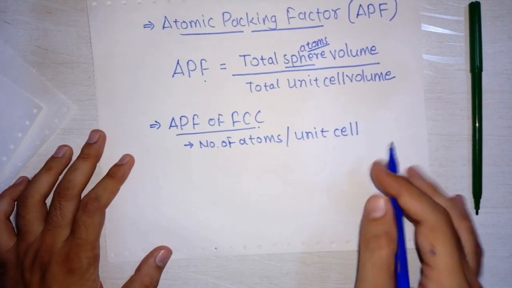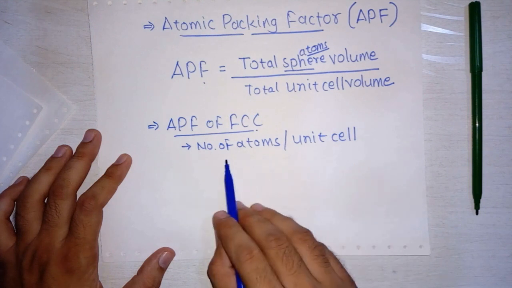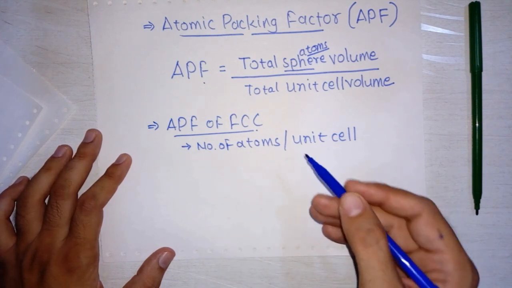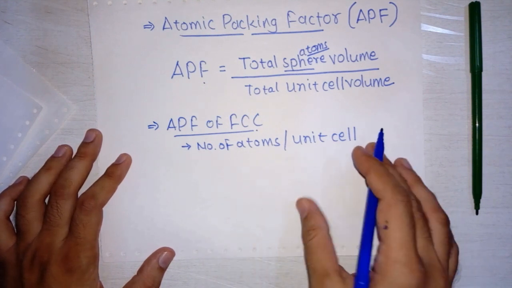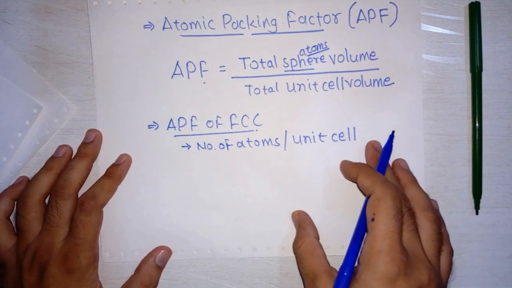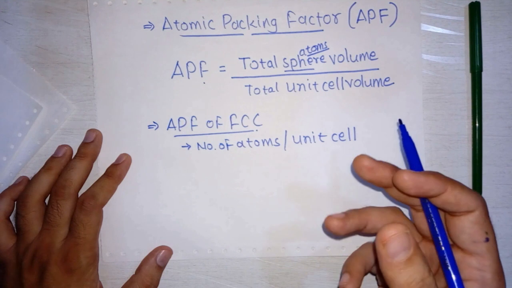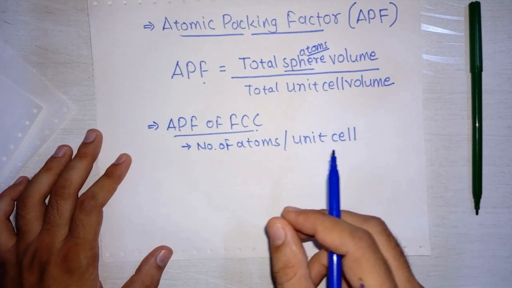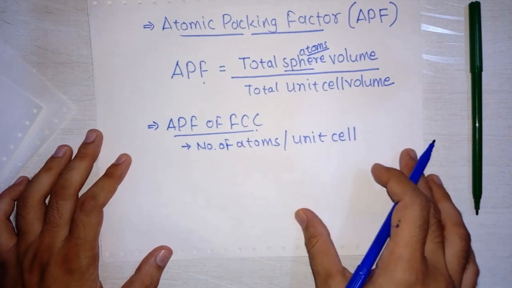Okay, so now you can say that it is very easy to find the number of atoms per unit cell. In case of BCC it is 8. Sorry, in case of BCC you may say that it is 9, because we have 8 atoms situated at the corners and 1 at the body center. Okay, but it is not that.